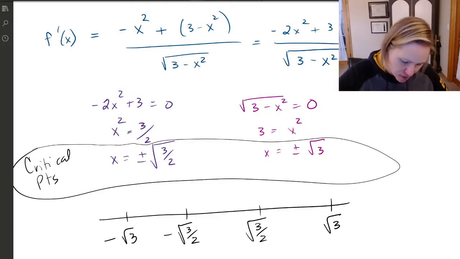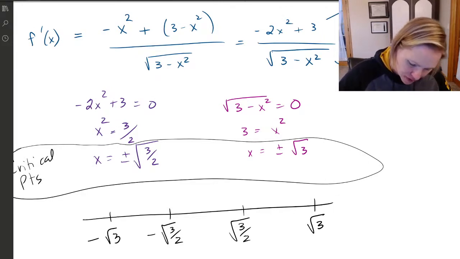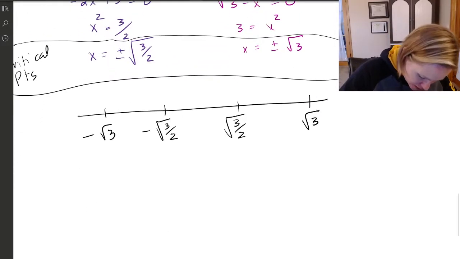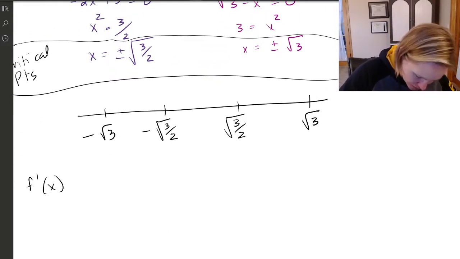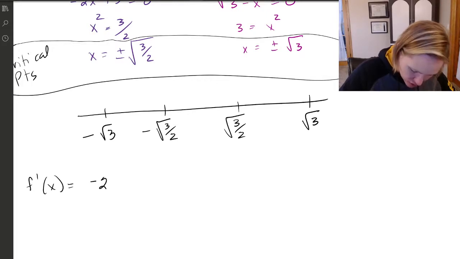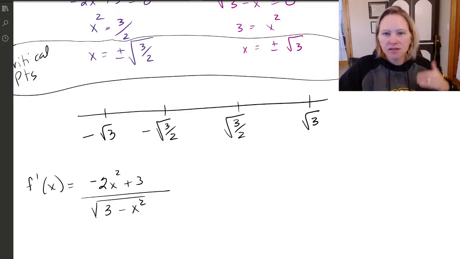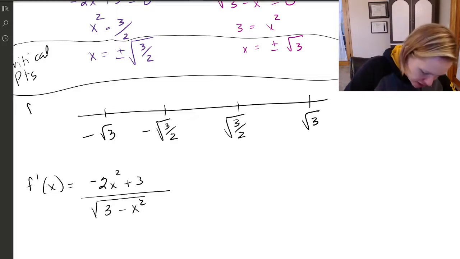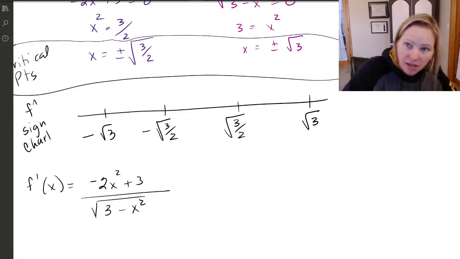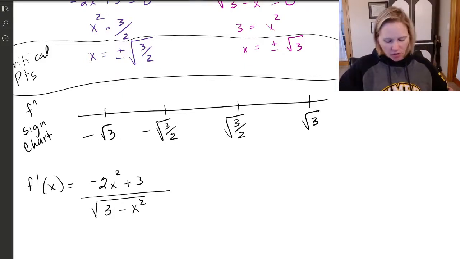Let's plug in 0. So remember, my derivative here, I'm going to go ahead and rewrite this. F prime was negative 2x squared plus 3 over the square root of 3 minus x squared. So this is what I'm going to be plugging it into. So F prime sign chart. Always label everything.